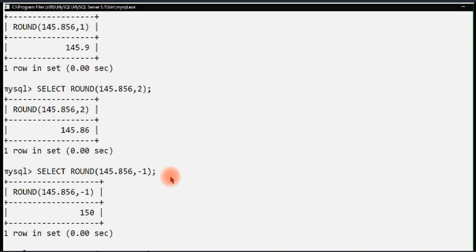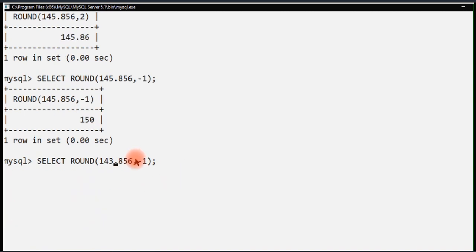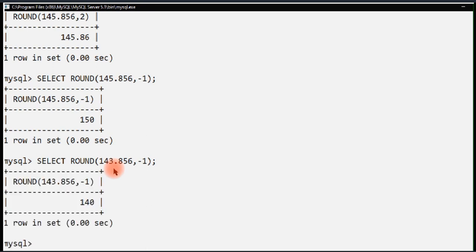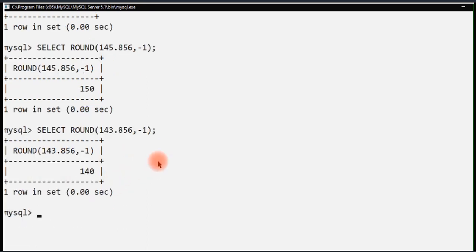Same way, in place of 145, I am writing 143 here, and again the parameter is -1. What does it mean? This 3 will be on the 0 side. That means it will become 140. This is the use of a negative value as a parameter.